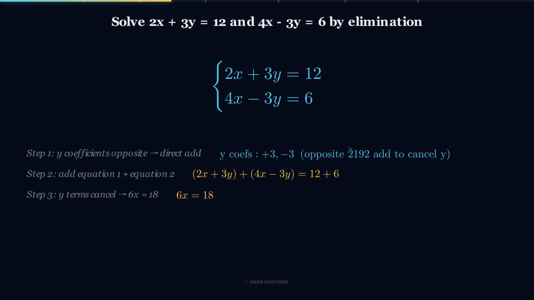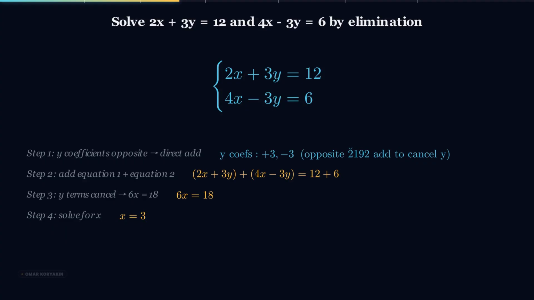Step 4. Solve for x. Divide both sides by 6: x equals 3. Step 5. Back substitute x equals 3 into either original equation. Use the first: 2 times 3 plus 3y equals 12. 6 plus 3y equals 12.